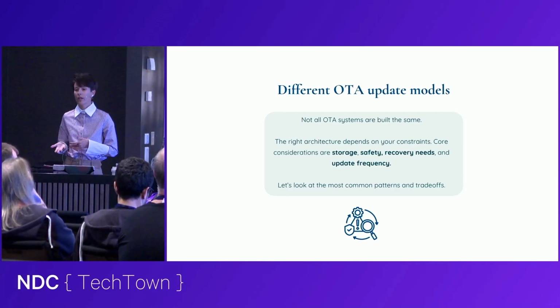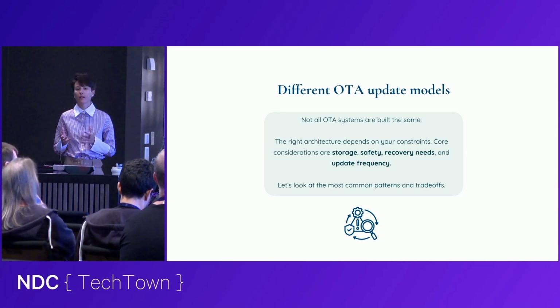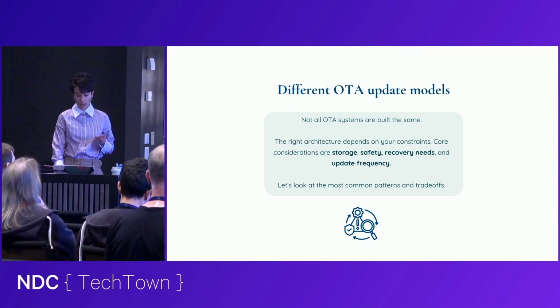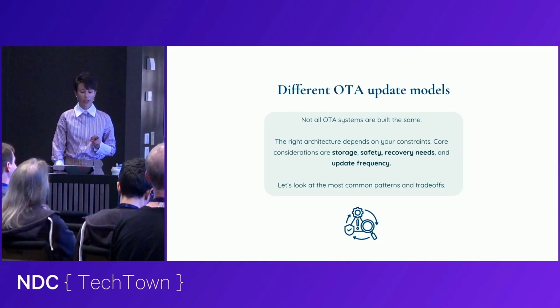So some of the considerations that you need to take before making a decision on which OTA is right for you are storage, safety, recovery needs, and update frequency. Of course, there are many more considerations, but these feel like the most important ones to me. Okay, so let's look at the most common patterns and trade-offs.